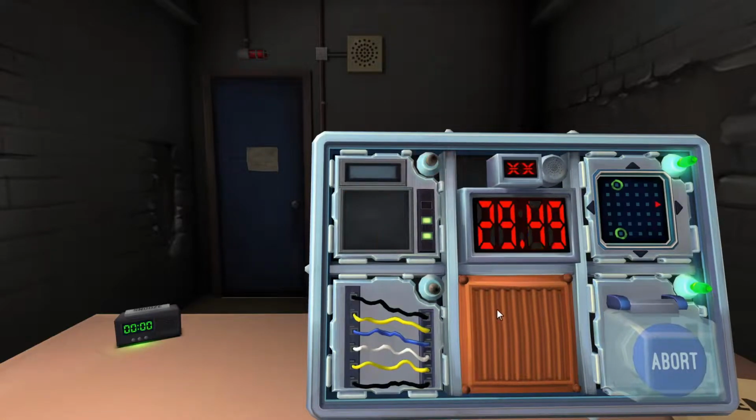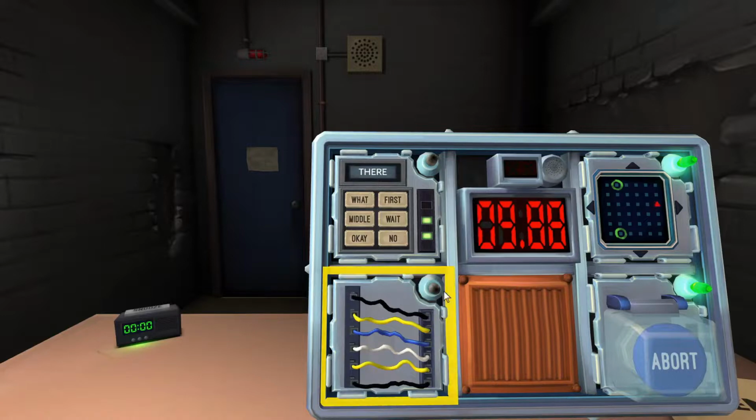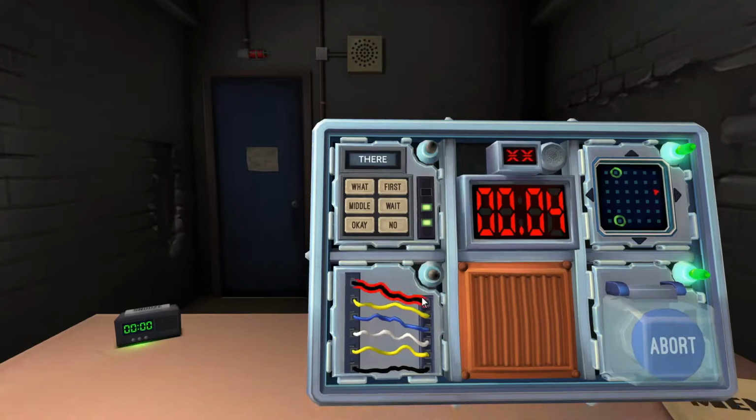What the fuck? It didn't work. That did not work. Black, yellow, blue, white, yellow, black. The word is there. T-H-E-R-E. Hurry up, you have 15 seconds. No, then tell me. There's no "you." There's no. "You are." Why would no? I don't know. Why would "you are"?